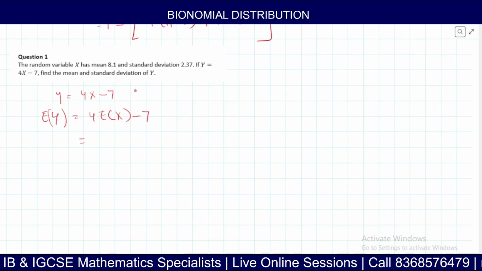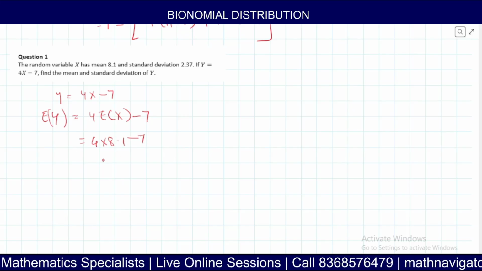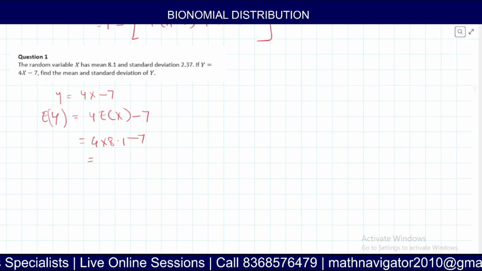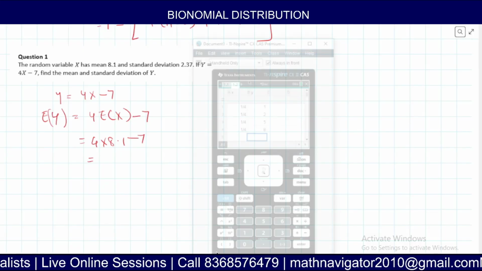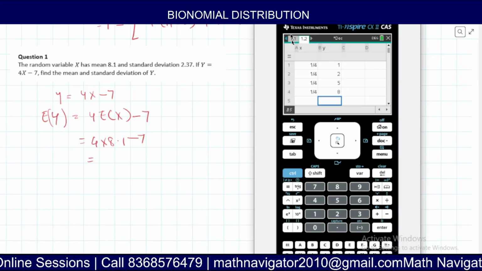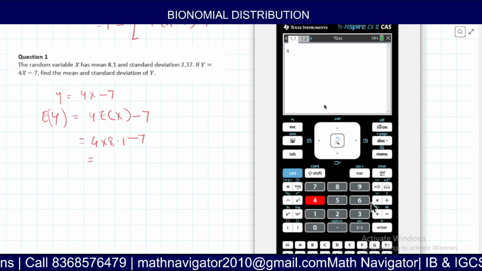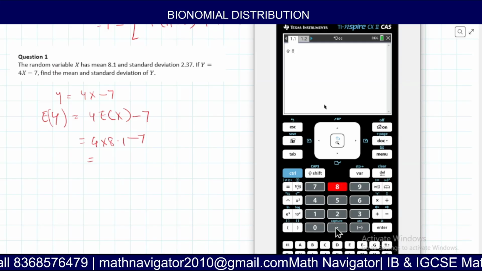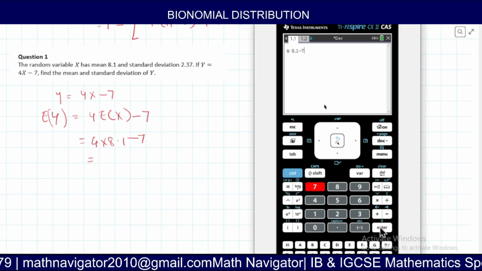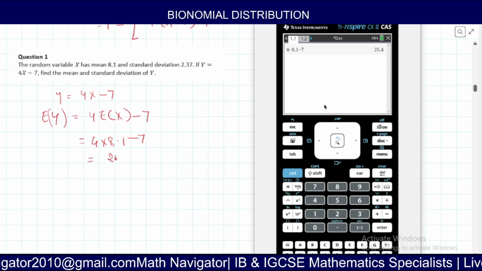If y is equal to 4x minus 7, expectation of y equals 4 times expectation of x minus 7. So 4 times 8.1 minus 7. This I can do on the calculator. 4 times 8.1 minus 7, my answer is 25.4. So expectation of y is equal to 25.4.